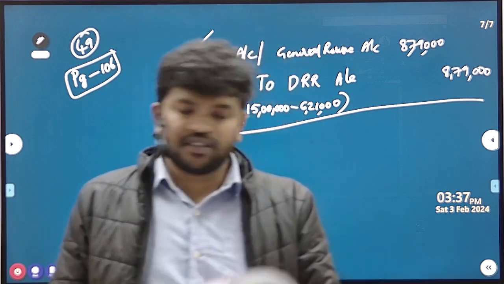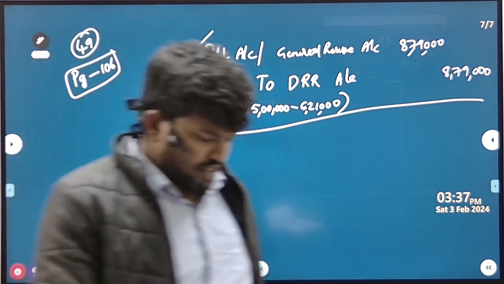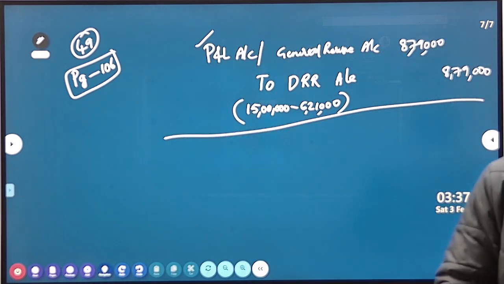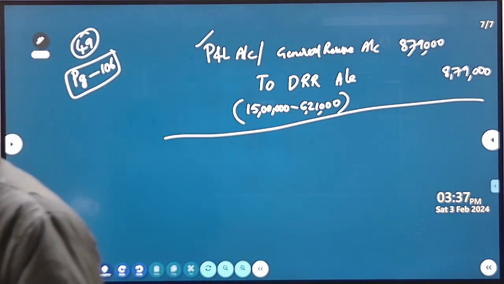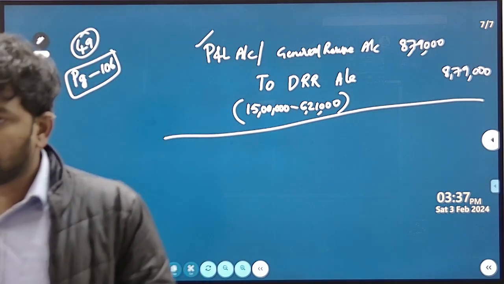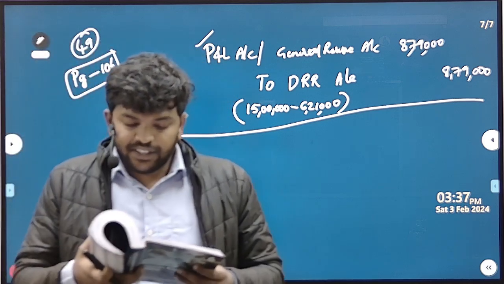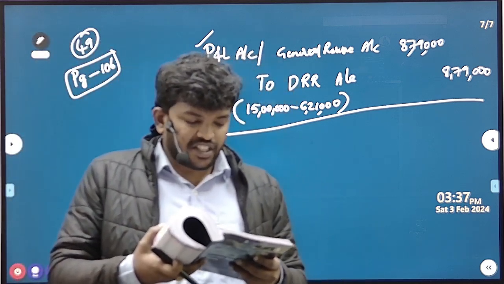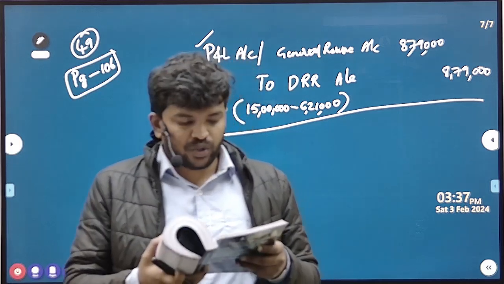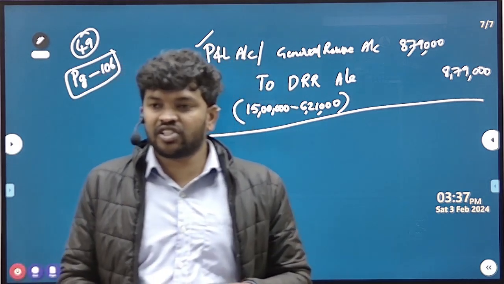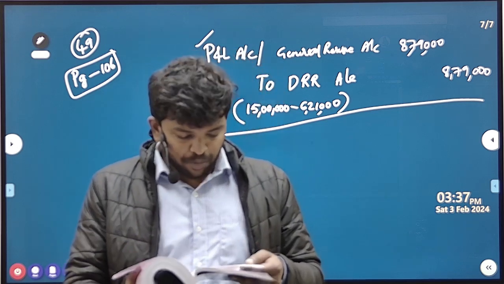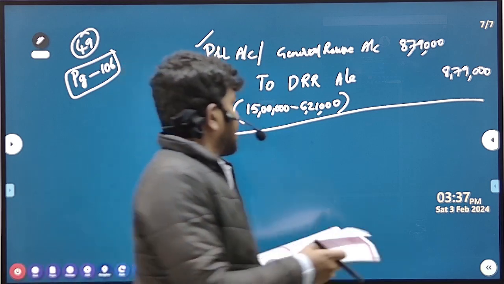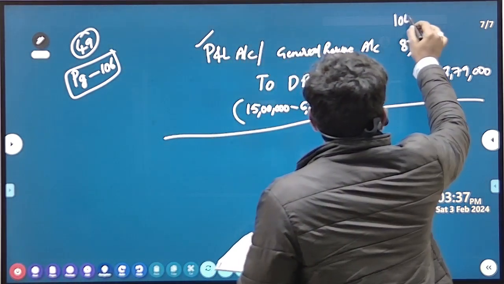Read, Neha. It was decided to invest the required amount in debenture redemption investment on 15/4/2020. Haan, it was decided to invest required amount in debenture redemption investment. Sir, what is this required amount? I'll explain. Come to page number 104. Page number 104.